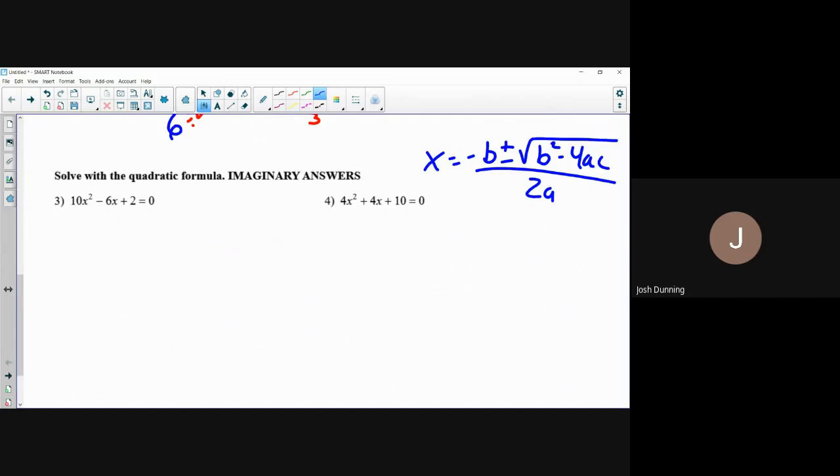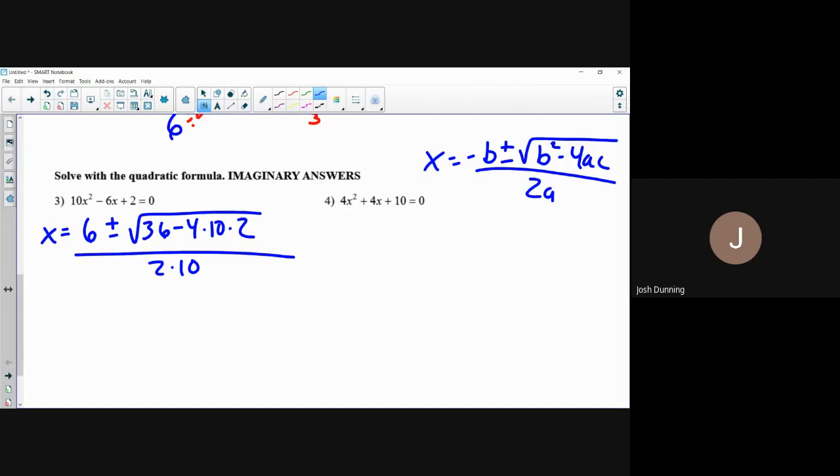So we got x equals, for number 3, negative 6, positive 6, plus or minus the square root of 6 squared, 36, minus 4 times a, which is 10, times c, which is 2, all over 2a, 2 times 10. Now, like I said, all you want to do is figure out what 36 minus 4 times 10 times 2 would work out to be, because it's going to be a negative. And you get negative 44.